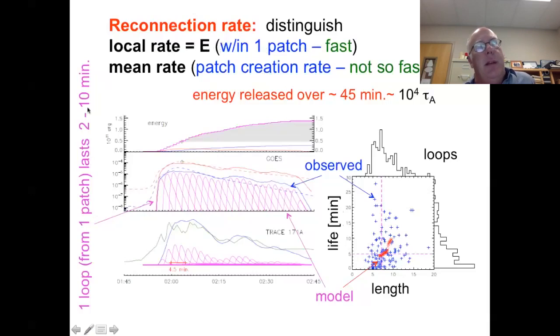each loop is only bright for 2 to 10 minutes, but the flare goes on for 45 minutes. And the reason the flare goes on for 45 minutes is we're constantly adding more flux underneath the current sheet, and that's creating the whole flare. So the mean rate is really having to do with how fast we can create new loops. And so we have to be careful. That's the magnetic electric field we're measuring, and it's not related to the reconnection rate that, say, Petschek was talking about in his simple models, but it is what we observe.